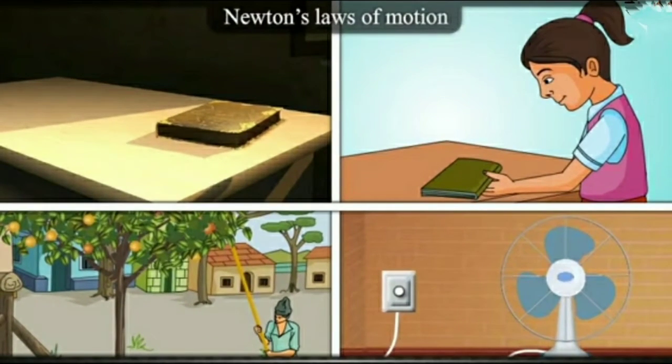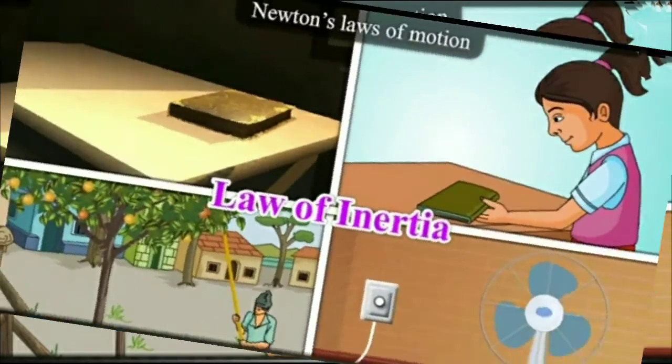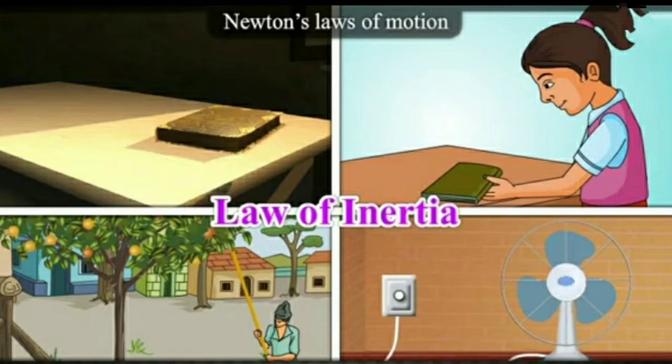Yes, if we look for the reason for all these questions, we realize that objects have some inertia. What do we mean by inertia? The inability of an object to change its state of motion on its own is known as inertia. So we have learned that inertia is related to the mass of the object, right?